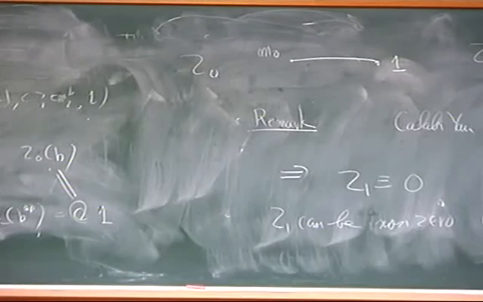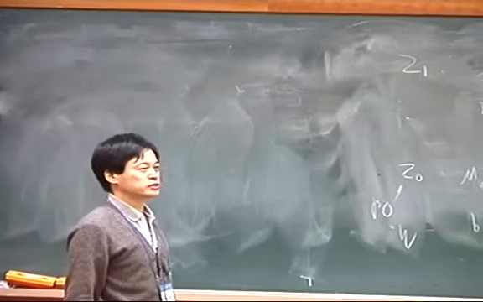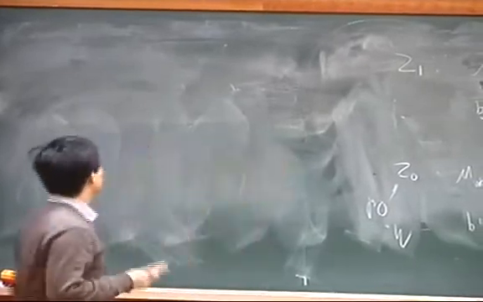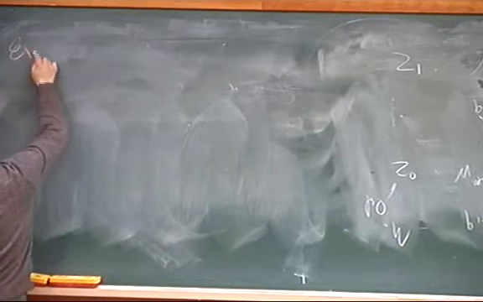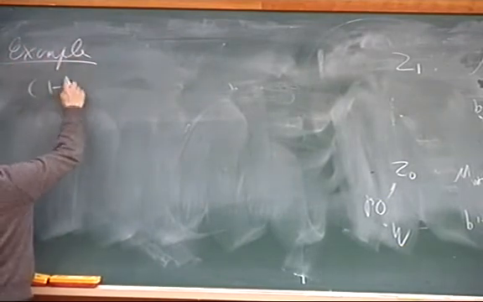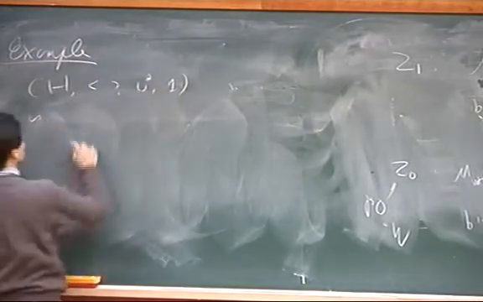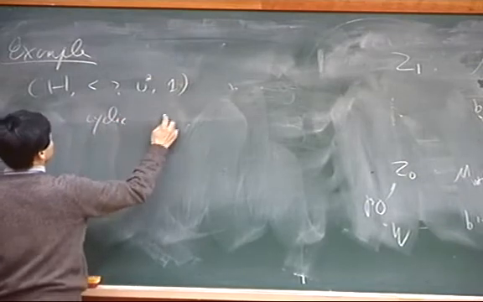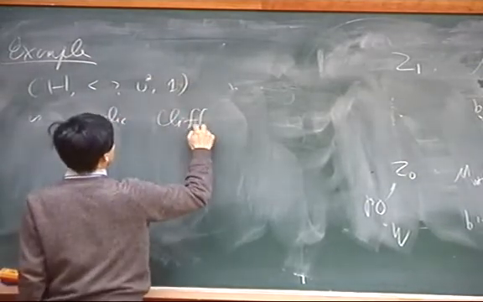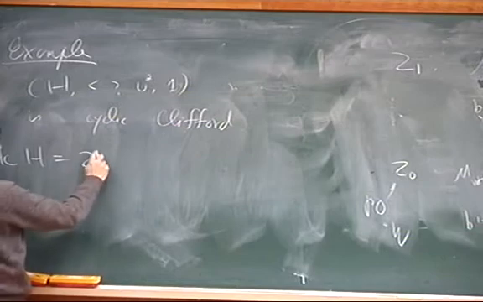Is the one the same as the Euler characteristic of this H? No. It's completely different. So the example is the following. Let me take this H. This guy is the so-called cyclic Clifford algebra. In this case, let me take the rank of H to be 2 to the power small m.